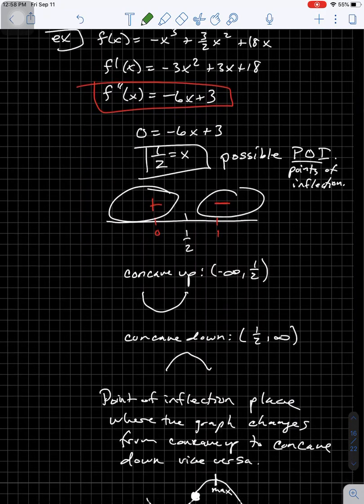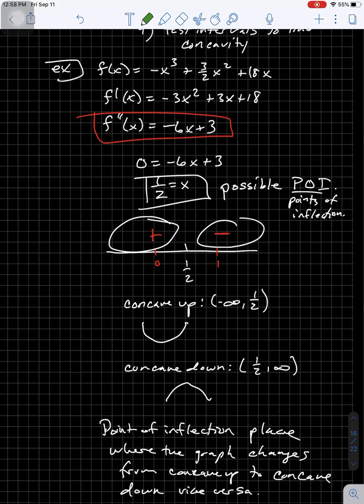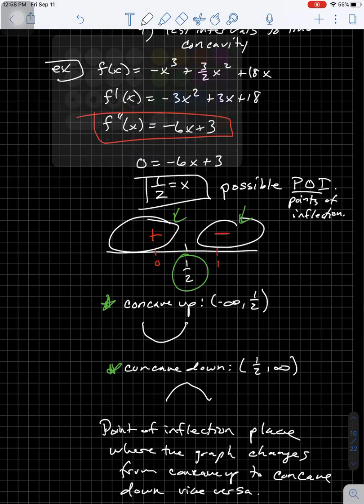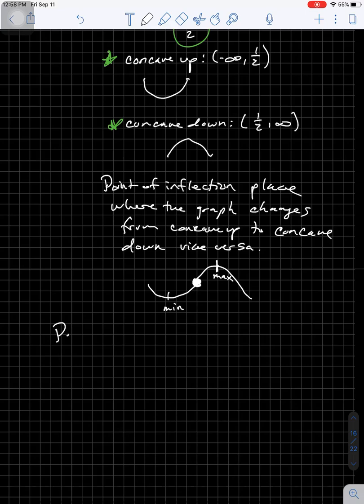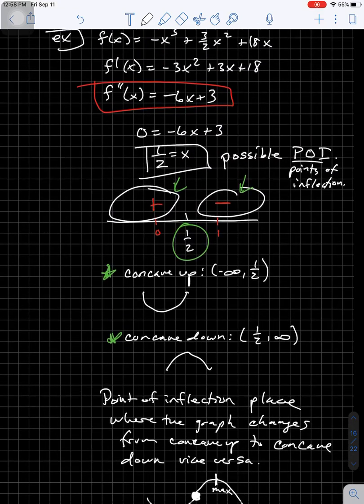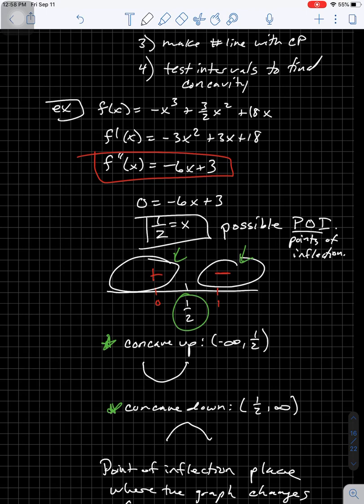Okay, so for the problem that we are doing, we found that it's concave up to the left of 1/2, concave down to the right of 1/2, and because these signs change, that means that 1/2 is a point of inflection. So I have a point of inflection at 1/2. And if I want to figure out what the coordinate is, I am going to have to plug that all the way up into my original function.